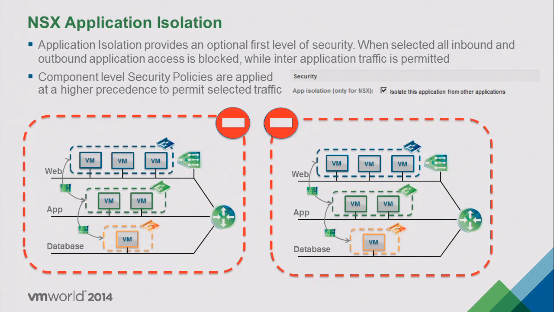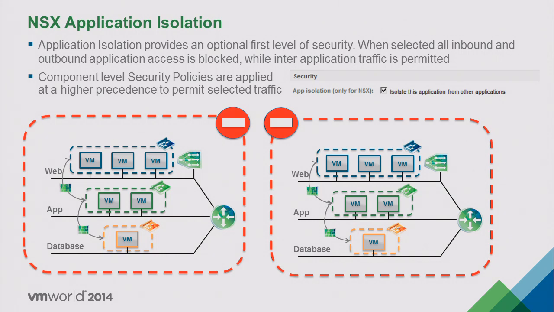All right. Next is NSX application isolation. So basically what this does is take firewall rules and make sure that, both incoming and outgoing, everything's blocked by default, and allows for component level security applied at higher precedence to permit the traffic, basically. Yeah, think of this as a default.